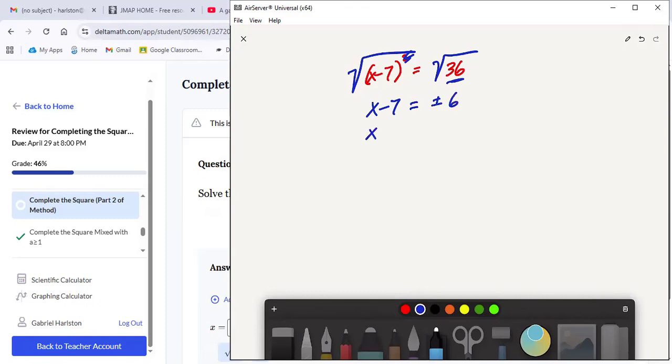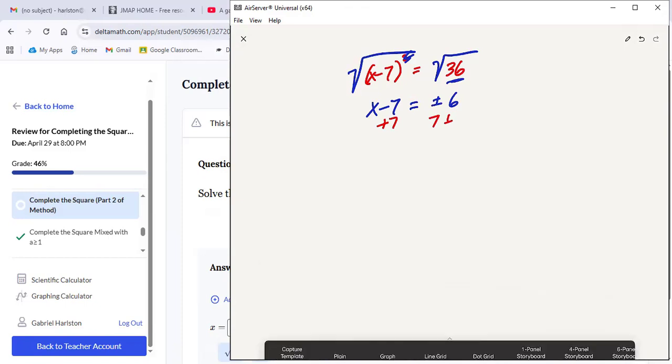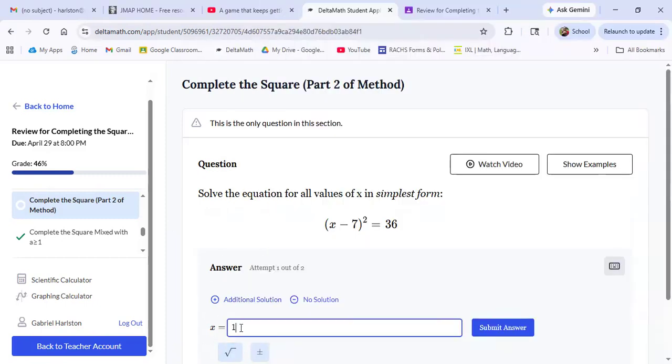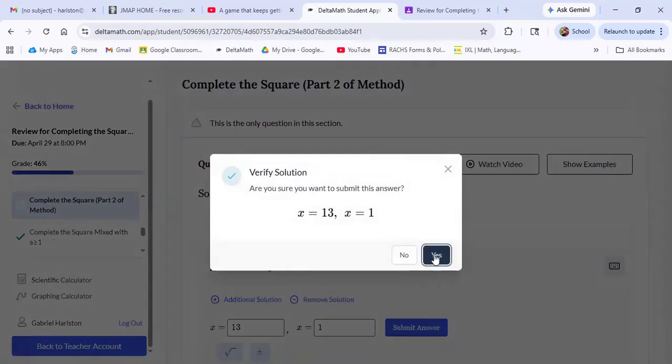Then we just have to add 7 to both sides to get rid of the 7 on the left-hand side. So it's going to be plus or minus 6. Here are two equations, 7 plus 6 and 7 minus 6. So this is going to be 13 and this is going to be 1. Those are our two solutions. So we go here and we do 13, and then we add another solution, and this is going to be 1. We submit it, and it looks good.